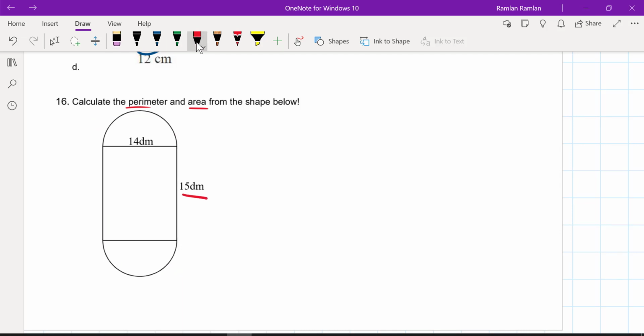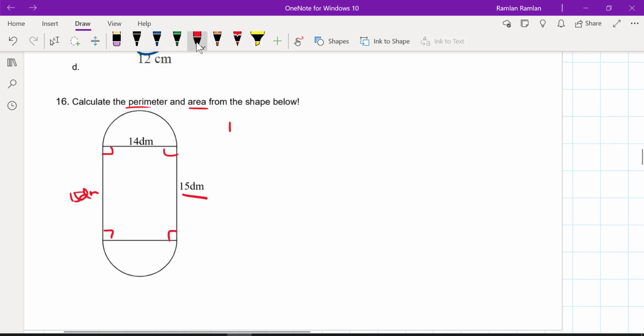Okay, so let's just focus on the numbers here. If this is 15 decimeter, this is going to be also 15 decimeter. I forgot to put this one, guys. Actually, this is a rectangle, as you can see. And then this one is a half circle or semicircle, and this is also a semicircle. So if I add these two, that'll be a circle, right? So you can just multiply that by 2, or just combine that into a circle.